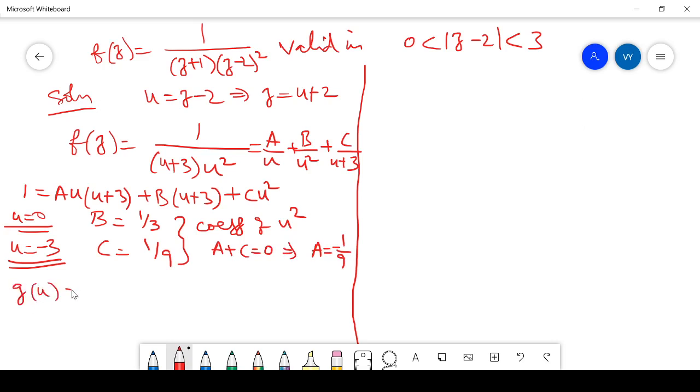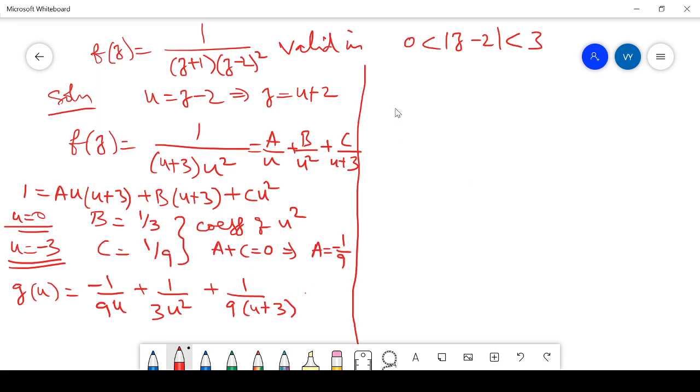So g of u will be minus 1 by 9u plus 1 by 3u squared, and c will be plus 1 by 9 into u plus 3 the whole square. Sorry. Is that right? c will be 1 by u plus 3. That's all.